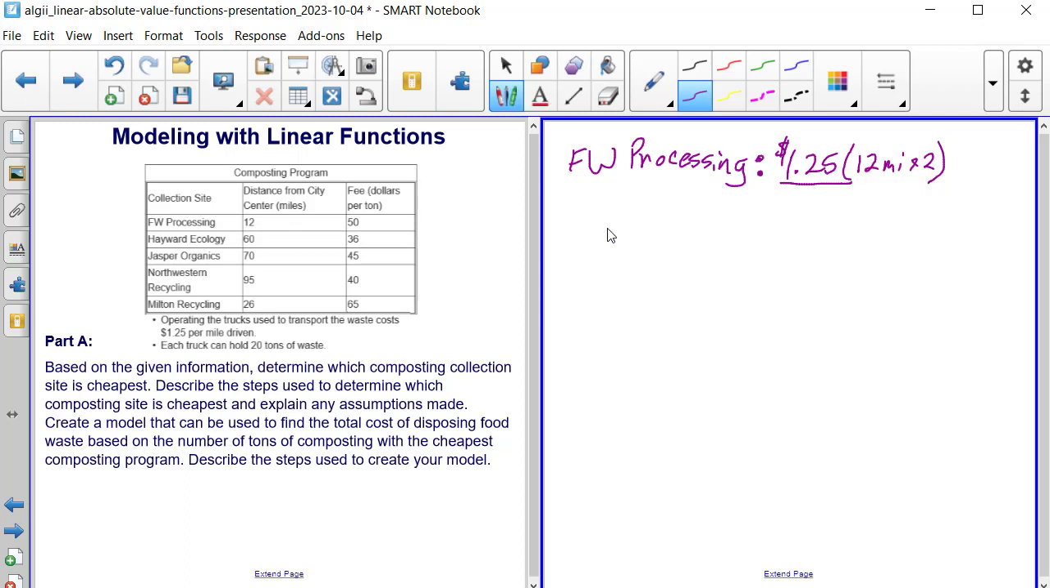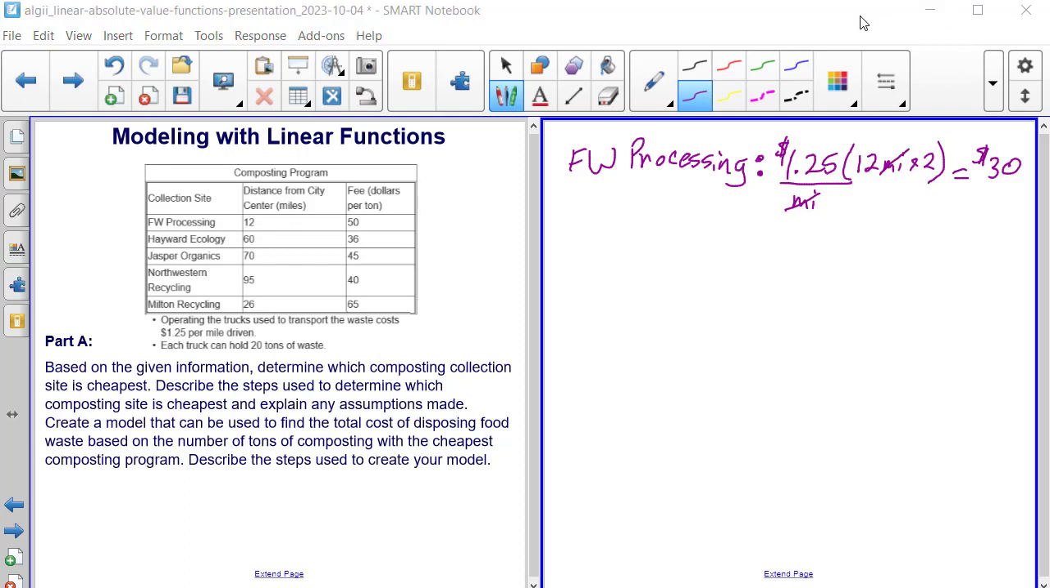$1.25 that we had was per mile driven, so I'm going to put the unit miles down here, and we can see that the miles unit measurements cancel one another out, and if we multiply straight across, $1.25 times 12 times 2, we'll end up getting $30.